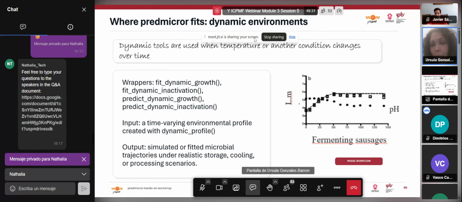So you need another input, no? The time-varying environmental profile, in this case, the temperature ramp, but also the observations of the microbial concentration. And as output, you will have the structured parameters, the kinetic parameters, and also predictions if you want.